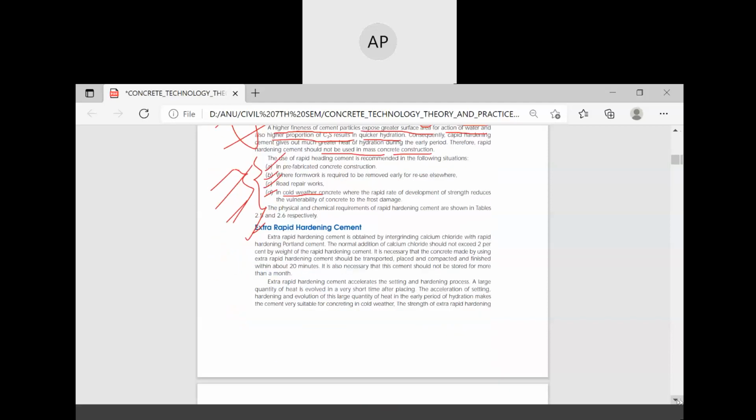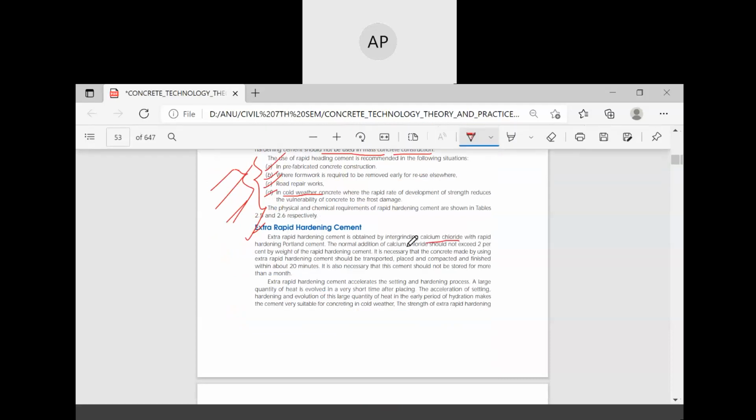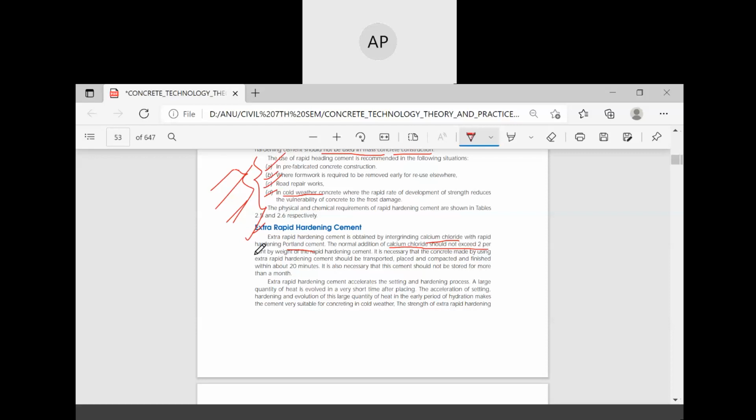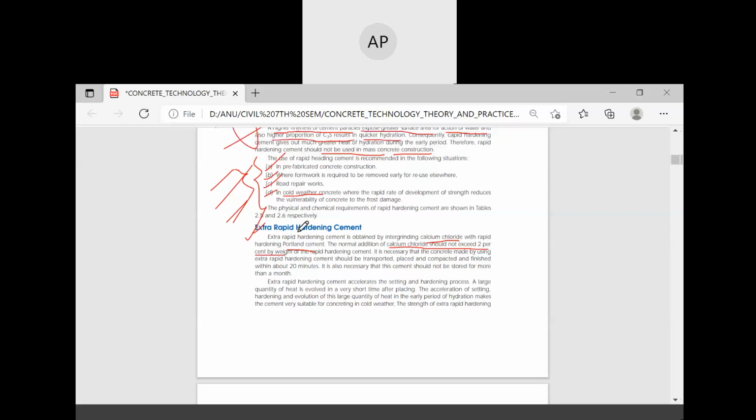Extra rapid hardening cement is obtained by intergrinding calcium chloride with rapid hardening Portland cement. The normal addition of calcium chloride should not exceed 2% by weight. So if we add 2% calcium chloride by weight to rapid hardening cement, it is called extra rapid hardening cement.